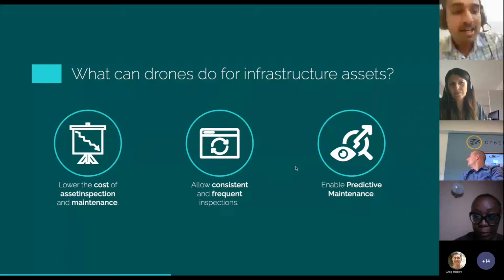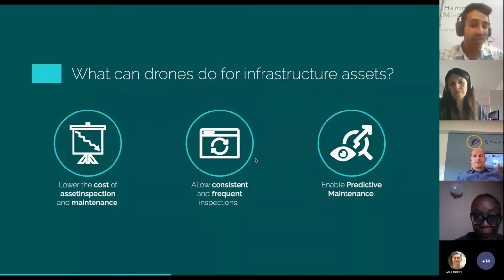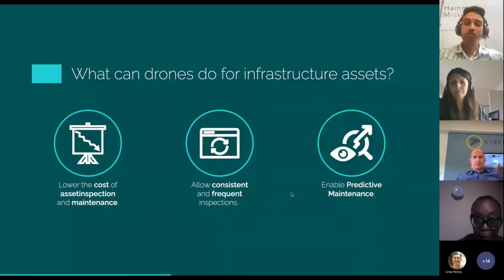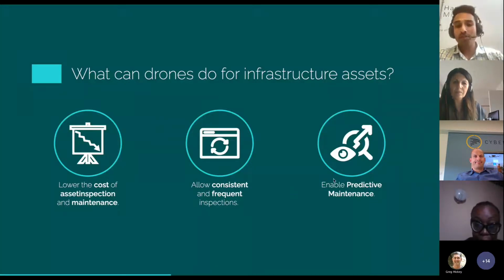So the three things that drones can enable today in infrastructure is to lower the cost of asset inspection and maintenance. They allow for a lot more consistent and frequent inspections, because at the end of the spectrum you have a robot doing the inspection, so you can be a lot more consistent and a lot more precise. And as Patrick demoed, they can enable a future of predictive maintenance where you can look at an asset over time and understand how it's changing.